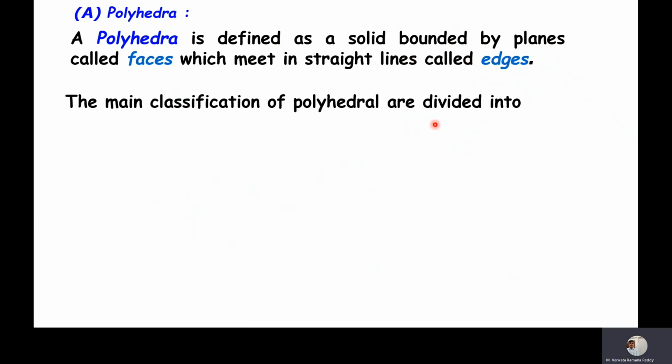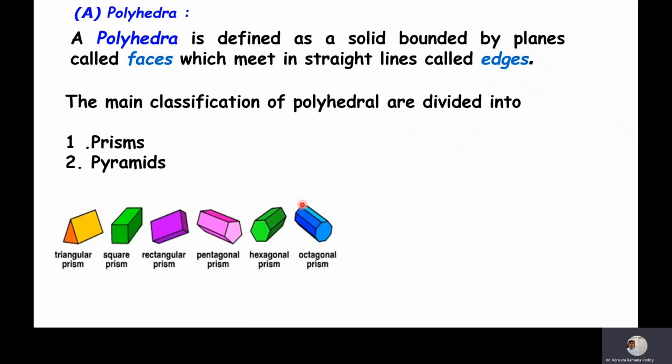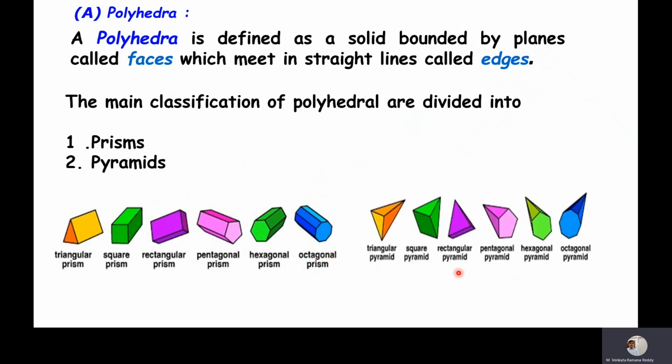The main classification of polyhedra is divided into prisms and pyramids. These are all prisms and these are all pyramids. What do you mean by prism? What do you mean by pyramid? That we'll see now.